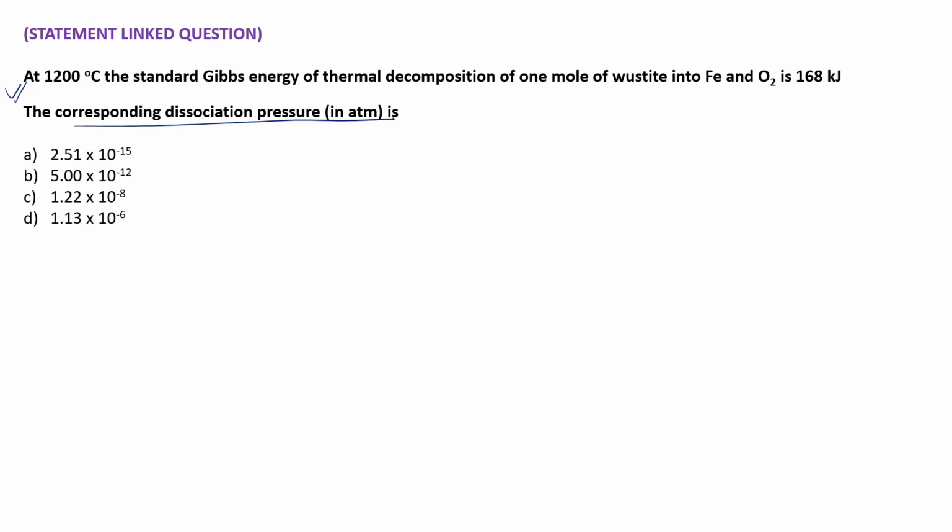See here, the decomposition of wustite. Wustite, we know, is FeO. Now if you decompose it, after heating, it will form Fe and O2. So O2 it will form. To balance this, we can write it as half O2. And this reaction's delta G is given as 168 kilojoule.